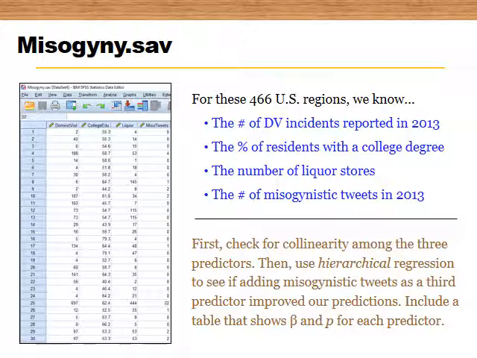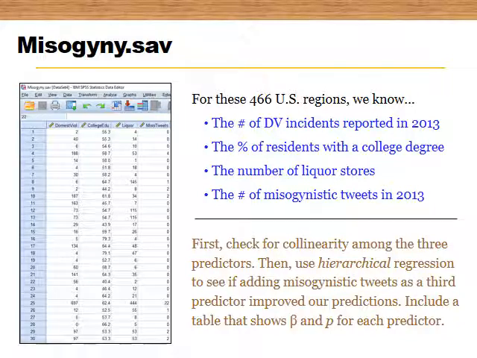So using those 4 variables, what you'll do is first check for collinearity among the 3 predictors. We talked about 2 ways of doing this in class, and you can do either way in this case. Then you will build a hierarchical regression where you have college education and liquor stores in step 1, and then you will add tweets to the model as a 3rd predictor in step 2. I want to know if adding misogynistic tweets to the model made it better. In other words, was block 2 better than block 1?